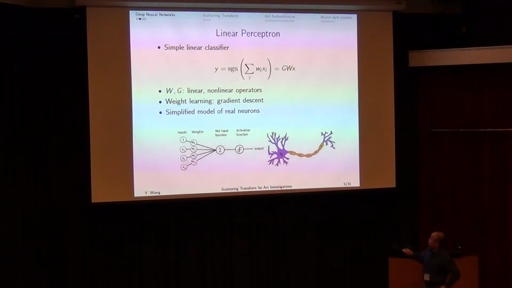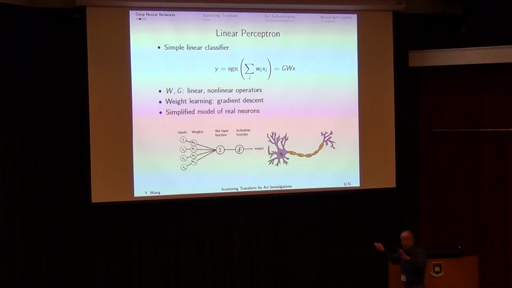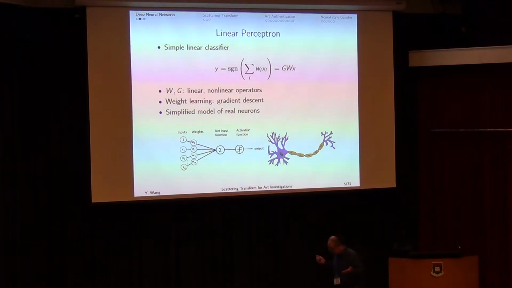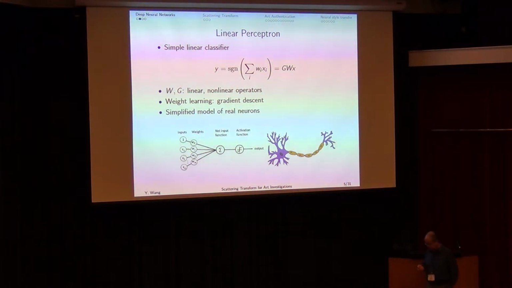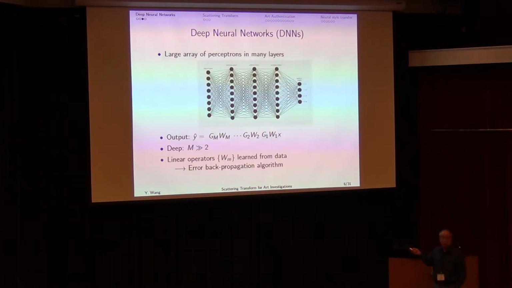Once you have the features, you get this value here. Then we take the sign. If it's positive, we say fire; if it's negative, we say not fire. If it's positive, we say it's class 1; if it's negative, we say class 2. So this is a simple linear perceptron, and it is the building block of neural networks.